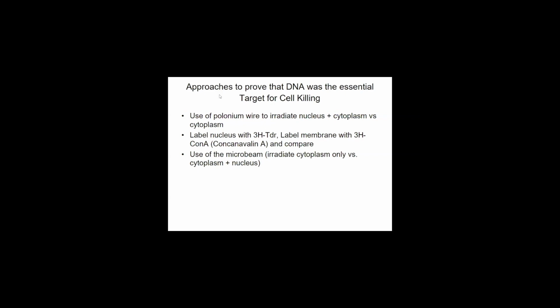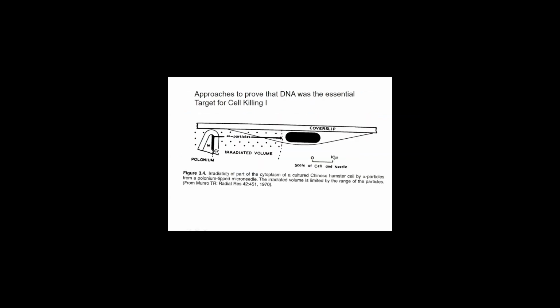The first is the use of a polonium wire to irradiate the nucleus plus cytoplasm, or the cytoplasm only, in a cell. What this looks like is shown here. This is where there is a polonium wire, and I don't know if you remember, there was that spy who was poisoned with polonium years ago in the UK. He had ingested polonium. Actually, his name was Litvinenko. We'll see some pictures of him.